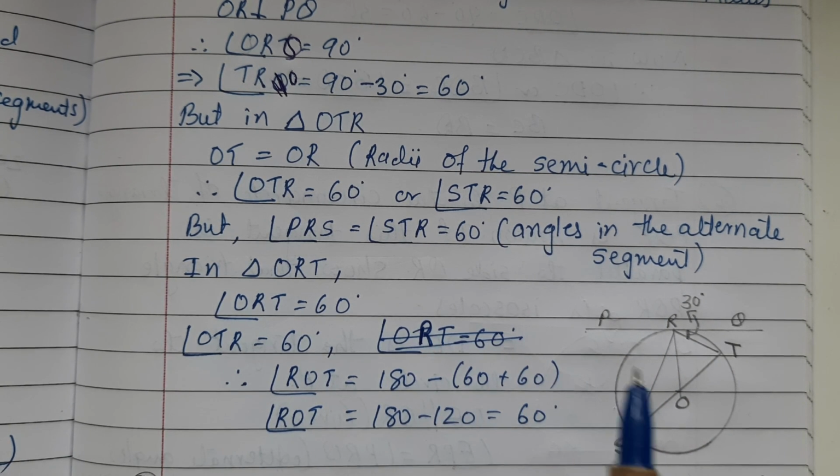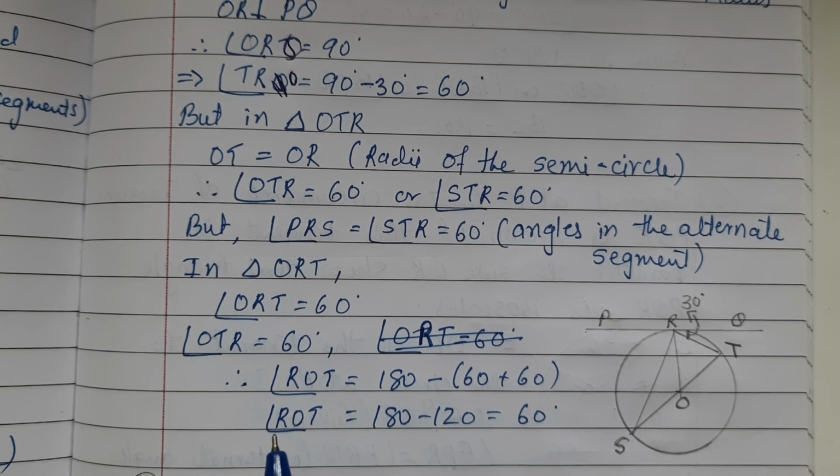In triangle ORT, angle ORT is 60 degrees, angle OTR is 60 degrees. Therefore, angle ROT is equal to 180 minus 60 plus 60, which is 180 minus 120, which is equal to 60 degrees. Therefore, angle ROT is equal to 60 degrees.